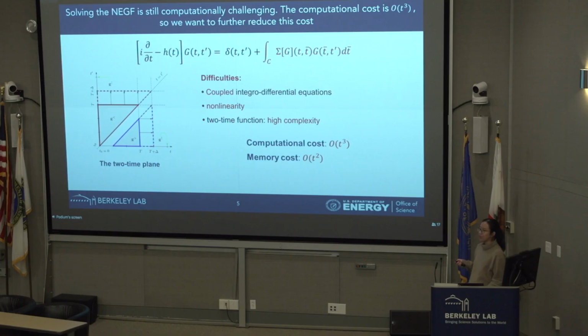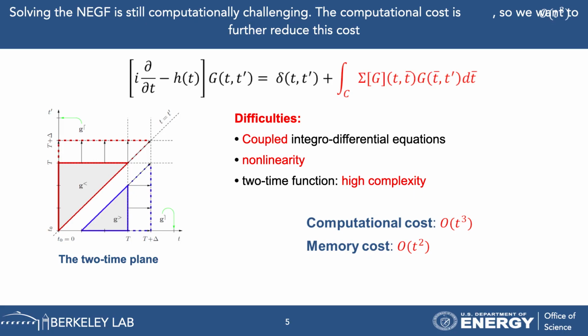So for a traditional numerical scheme, the computational cost is at order T cubed, and the memory cost is at order T squared. They both grow rapidly with the increase of the time T, so it is hard for us to evolve the system for a very long time. So we want to further reduce these two costs in order to evolve the system for a longer time.